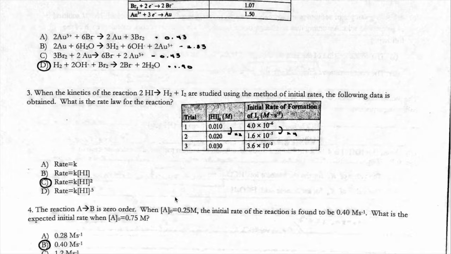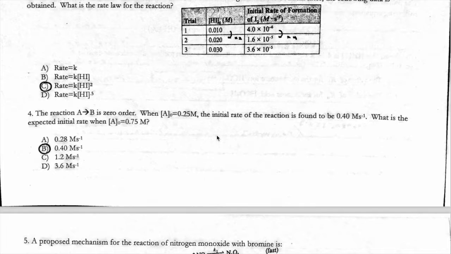In 3, it says when the kinetics of the reaction are studied using the method of initial rates, the following data is obtained. What I notice is that going from trial 1 to trial 2, my concentrations double while my rates quadruple. Therefore, this is going to be second order, so the rate law is going to be k times [HI] squared.